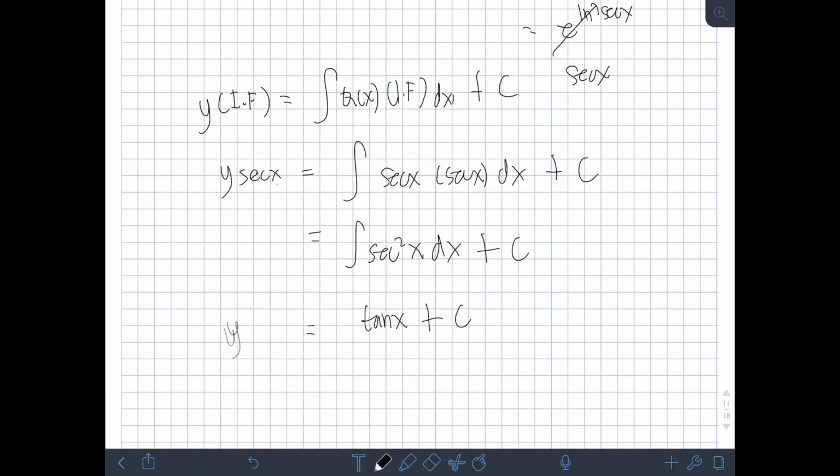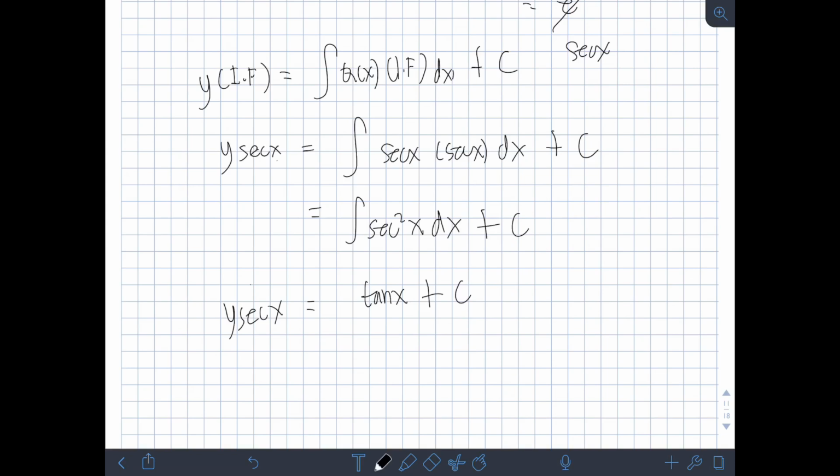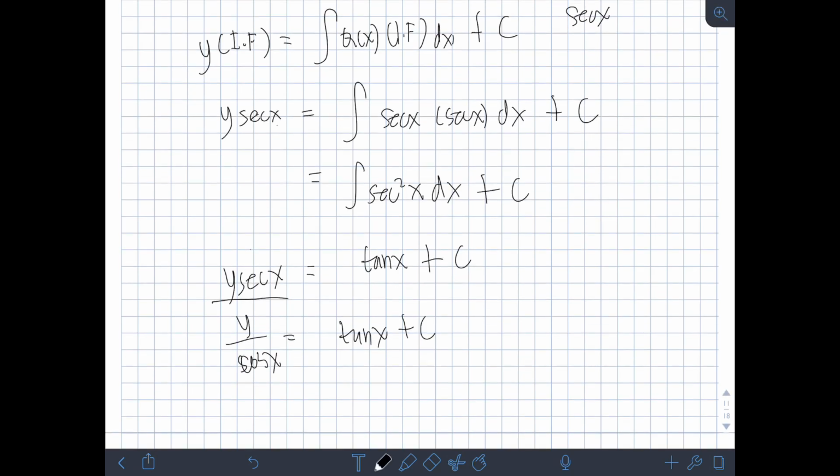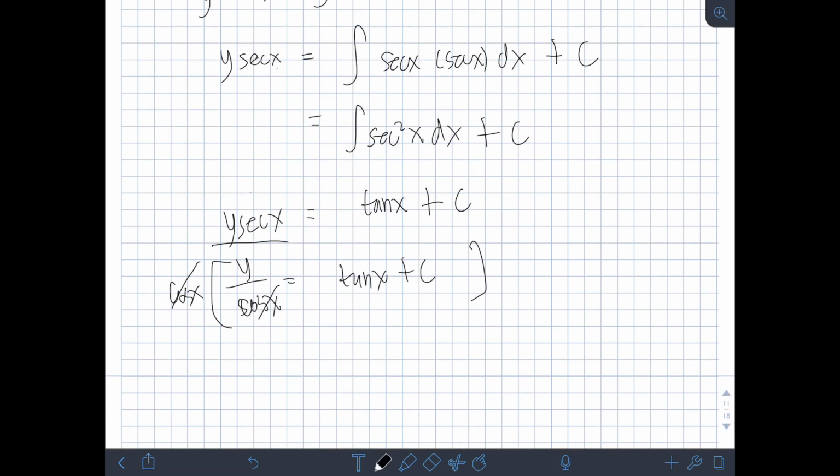Okay, so therefore we have y secant x. So therefore, if we write this as y over cosine x equals tan x plus c, then multiply both sides by cos x, the cos x cancels here.